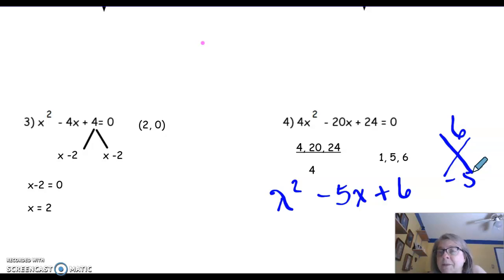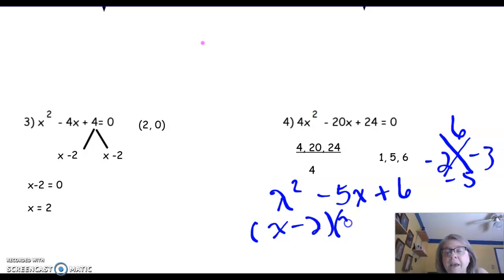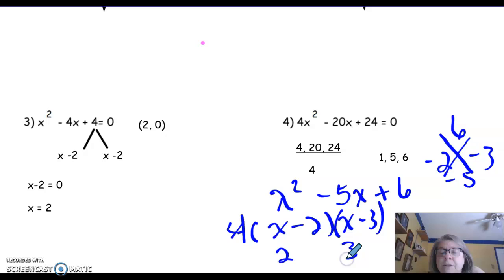At first I was thinking, well, 6 minus 1, but I need them both to be negative, so they're going to add up. So I'm going to get negative 2 and negative 3. So my factors are x minus 2 and x minus 3. And if I wanted to show it factored, then I would put the 4 out in front of it, and I would need to set each of these equal to 0. So the 4 is going to go out. I don't need that. And I need x to be 2 because 2 minus 2 is 0, or I need x to be 3 because 3 minus 3 is 0. So my 2 x-intercepts are (2, 0) and (3, 0).